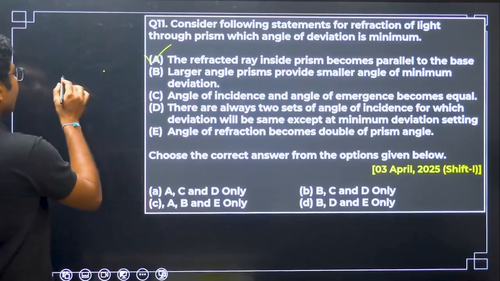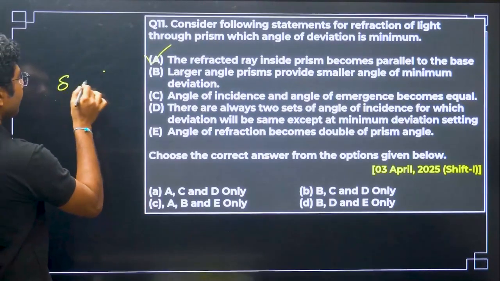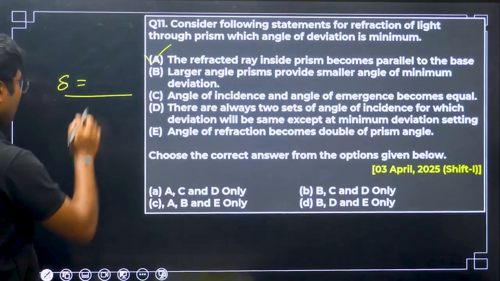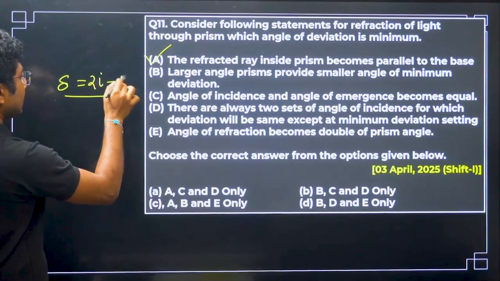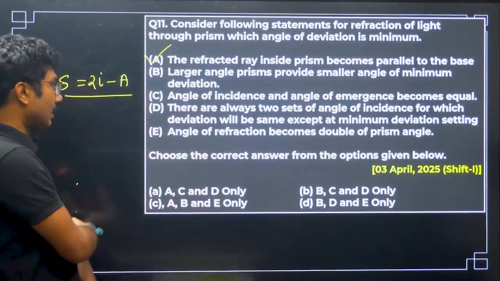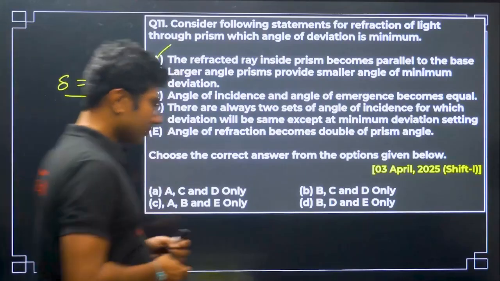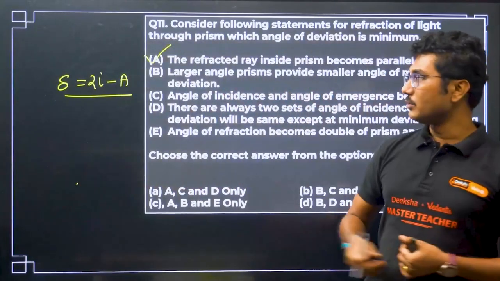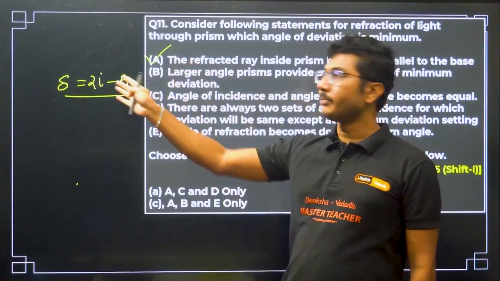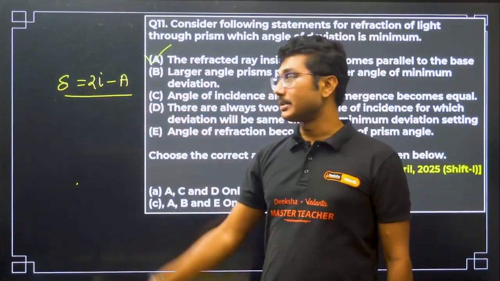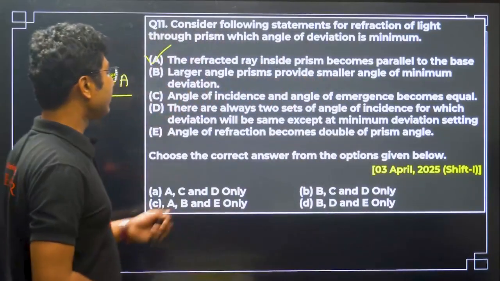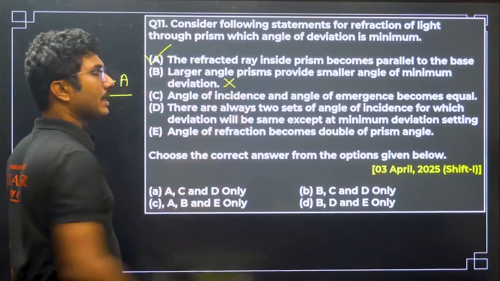So what is the formula for minimum deviation? Minimum deviation is 2i minus A. Now it might be apparent that this statement is also correct, but it also depends on the angle of incidence. So there is no direct correlation: having a larger angle of prism does not necessarily mean a smaller delta, because it also depends on I. So this statement may be correct, may not be correct, partially correct.